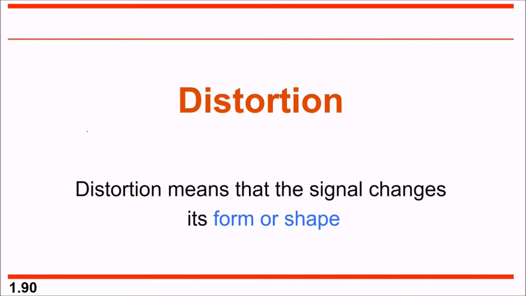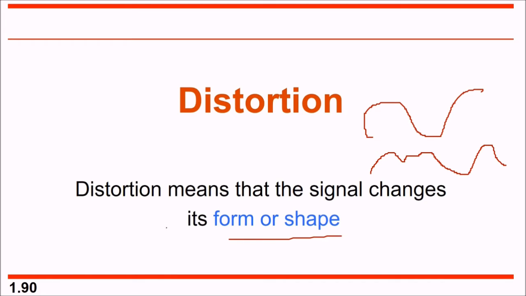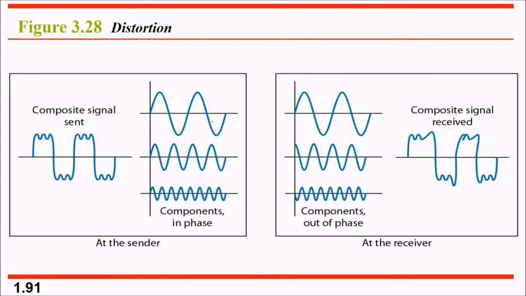Then we talk about the distortion. That is distortion. It means that the signal changes its form or shape. Distortion means if this is a signal, it may be converted like this. So it changes its form or shape.